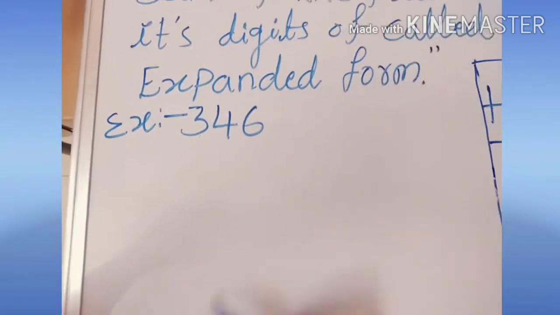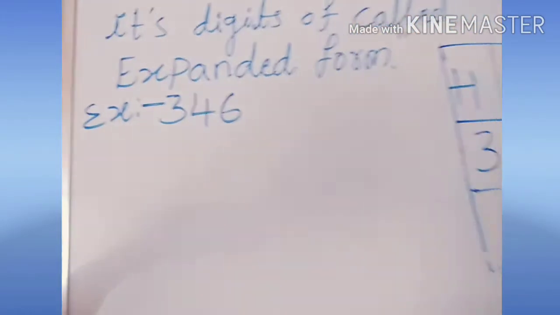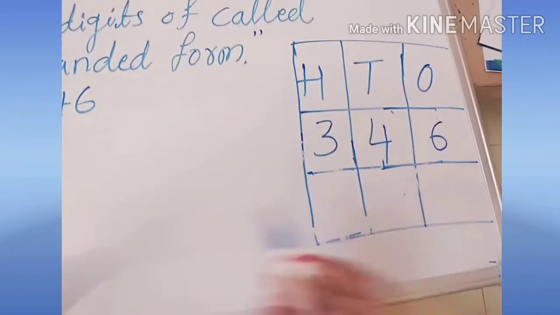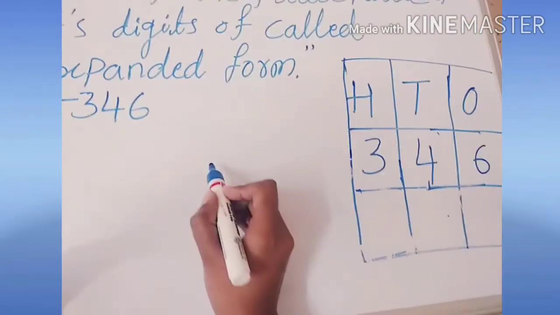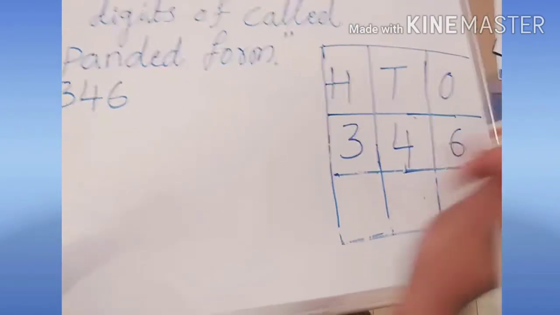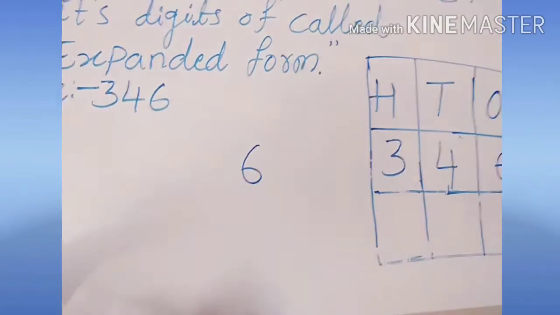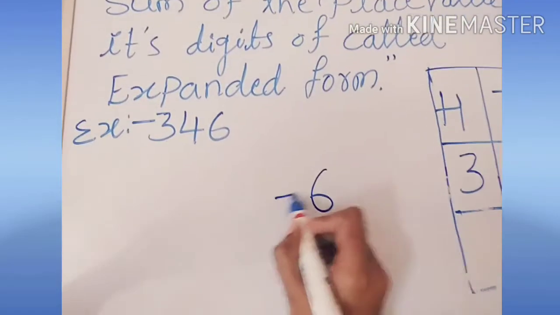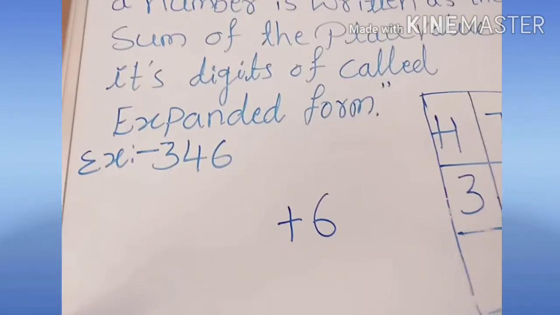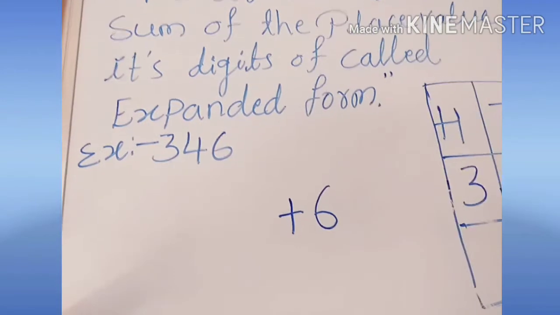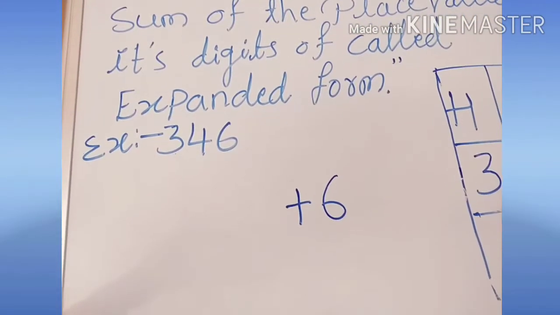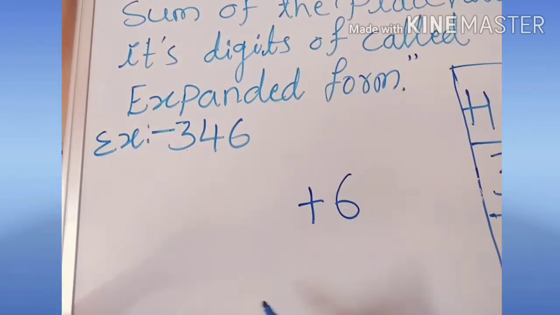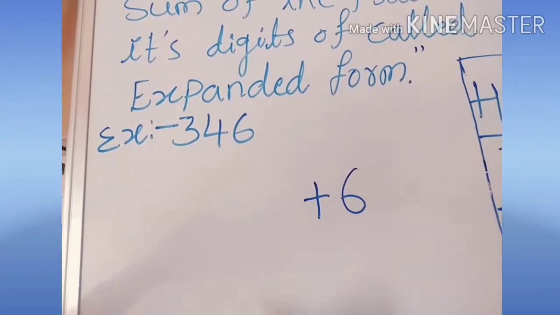Okay, dear students, first, 6 is in the ones place. The value of 6 is 6 ones. That means 6. And plus, this is the addition sign. We have to connect all the digits with an addition sign between each digit. So I put plus here. This is an addition sign.